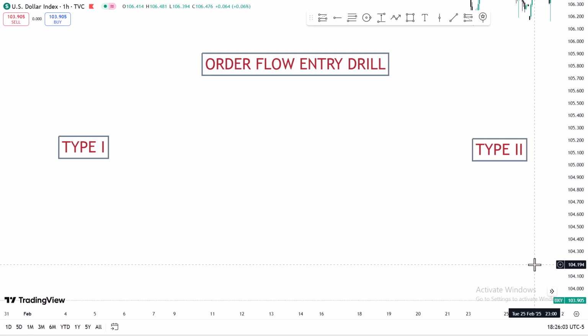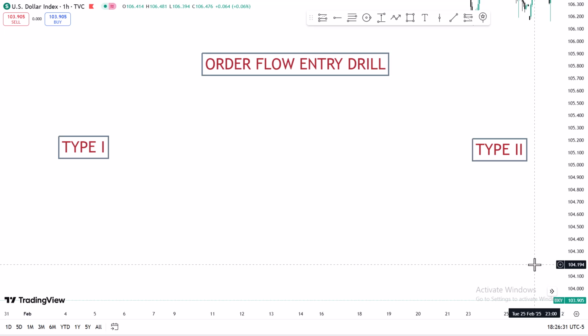Hello folks, so today let's talk about the institutional order flow entry drill. This is a very powerful entry pattern that once you master, it's gonna significantly increase your trading performance, and it's gonna keep you amazed at how precise this execution strategy can be once you get it right.